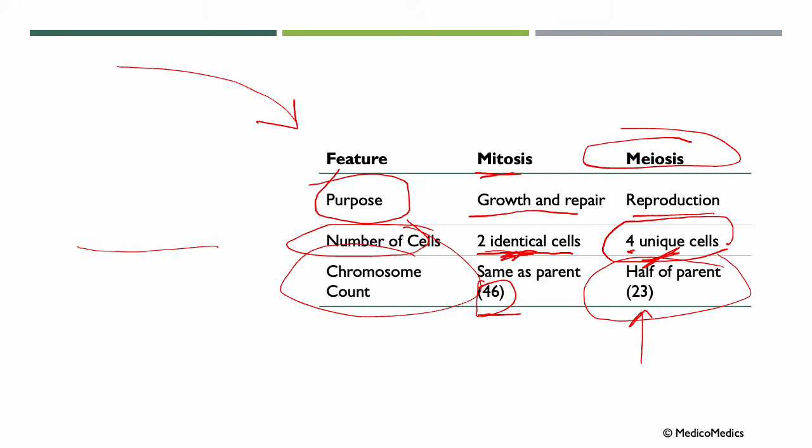So mitosis is essentially for making more of the same cell, while meiosis is for making cells with half the DNA for reproduction. And that's the key difference between mitosis and meiosis. Hope that's clear.